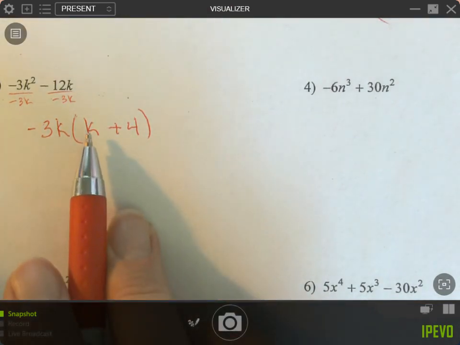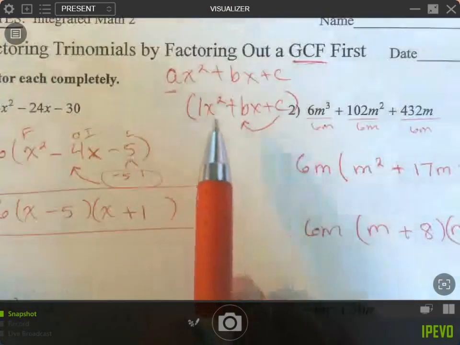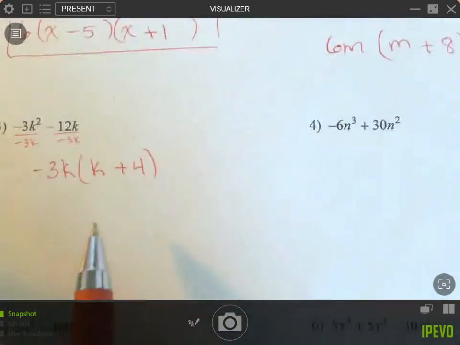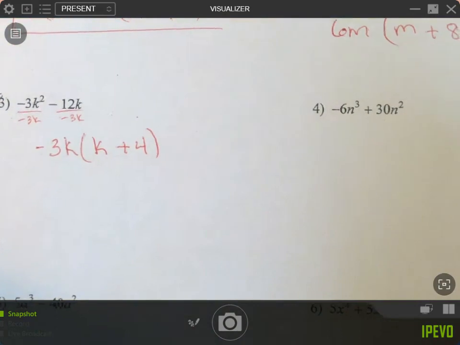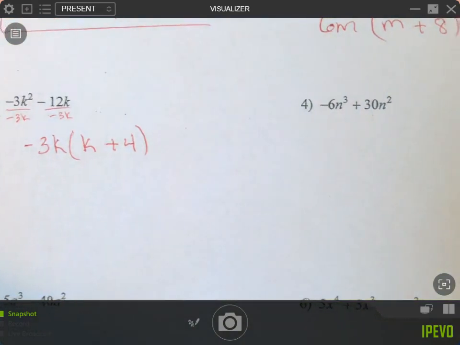Well, there's no case. It's not a trinomial. So look, see the x squared plus bx plus c? There's nothing left here to factor because there's not a k squared. All right, what about number 4?